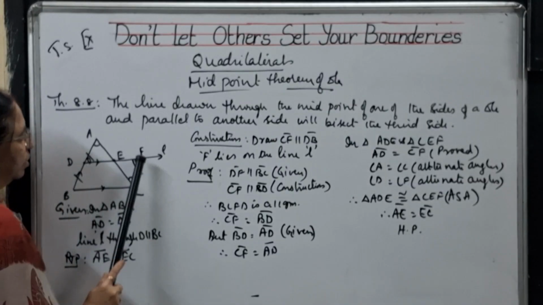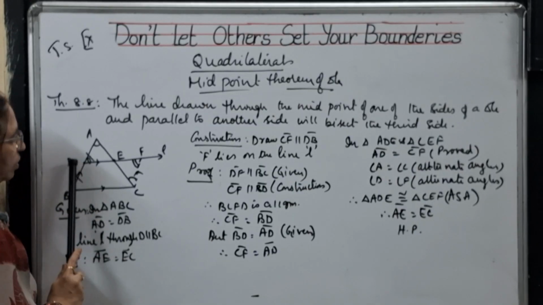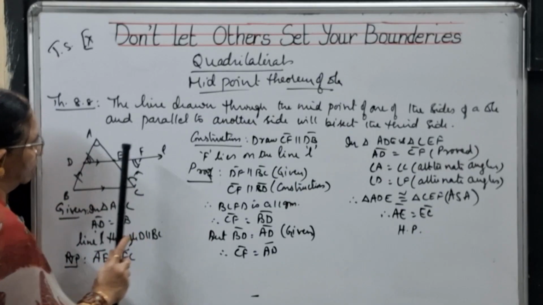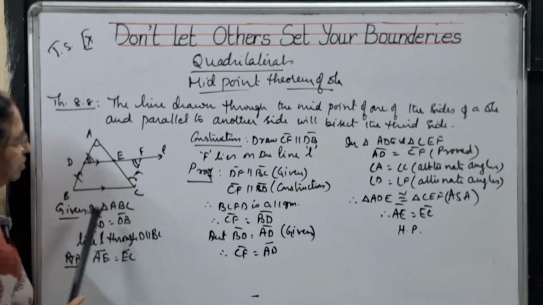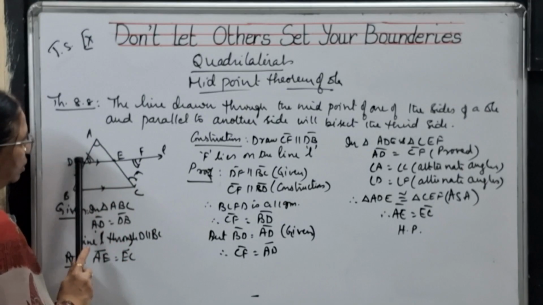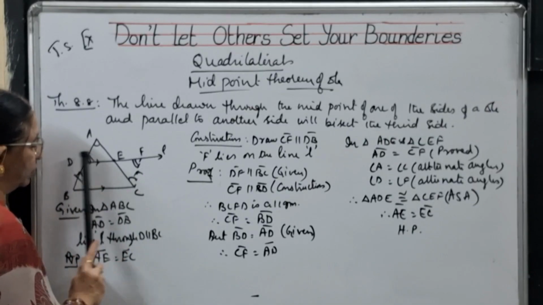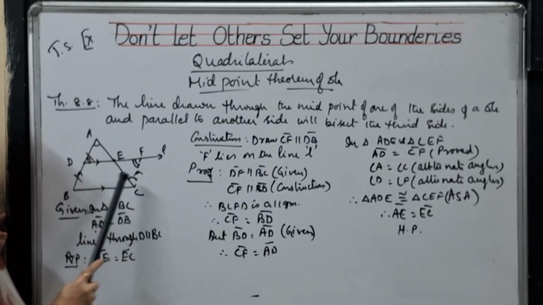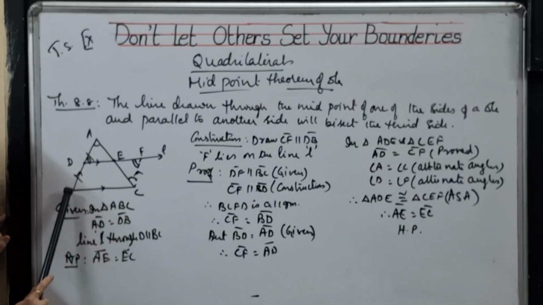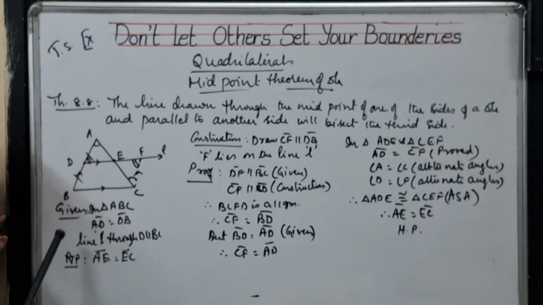Now, when you draw CF parallel to DB, see children, they have given that DE, that is line L, is parallel, meaning DE is a part of L. So DE is parallel to BC. CF is parallel to BD. We have done our construction. So BCFD is a parallelogram. If it is a parallelogram, opposite sides are equal. So CF is equal to BD. But BD is equal to AD, they have given. So CF is equal to AD.